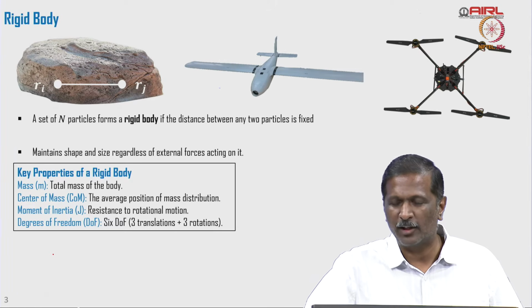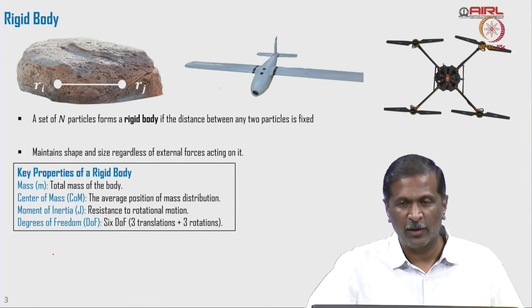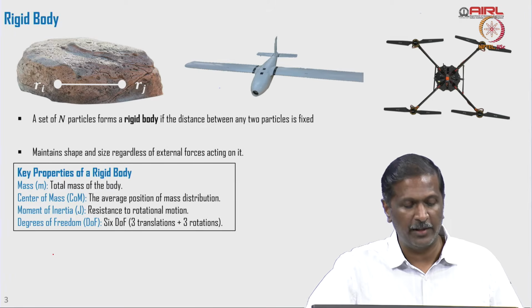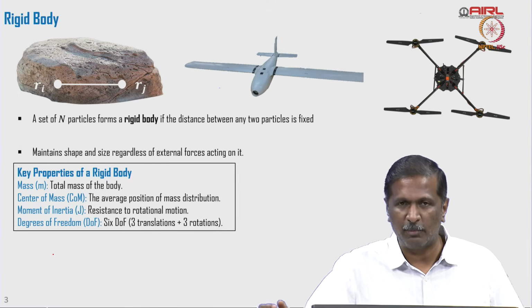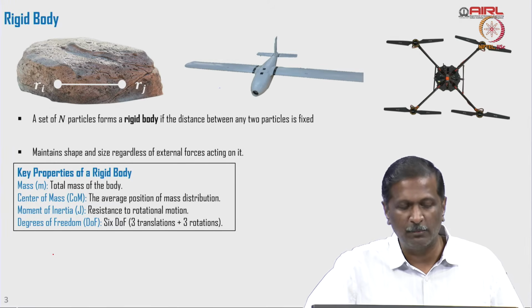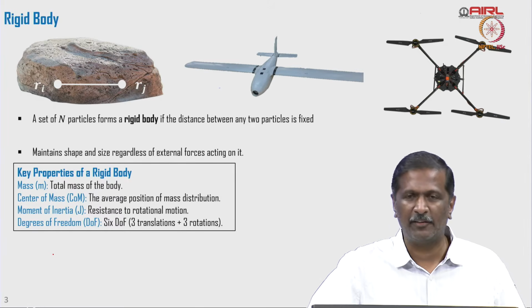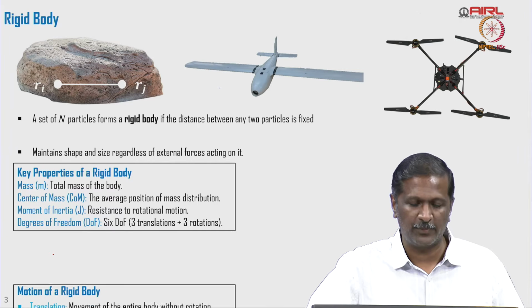In a multi-rotor we talk about the structure of the multi-rotor, your propeller, all of this is an example of a typical rigid body. What are the properties that we are looking at? They have a definite mass, the total mass of the body. There is a center of mass, where the average position of mass distribution is present. You have moment of inertia, which talks about resistance to rotational motions, and you talk about degrees of freedom, right. It usually is 6 degrees of freedom, 3 translational motions and 3 rotational motions, right.